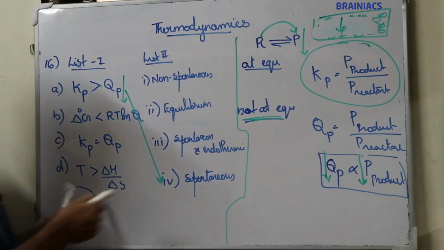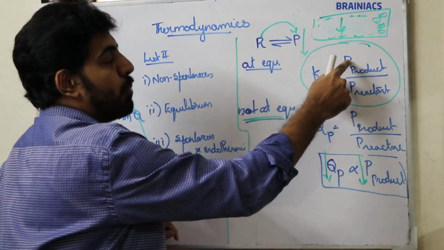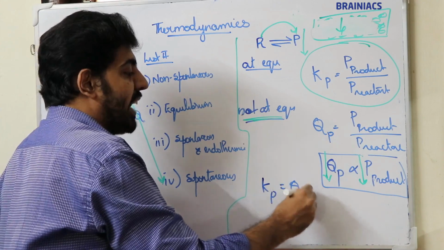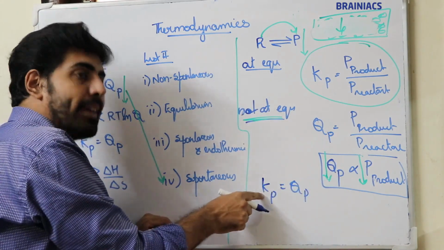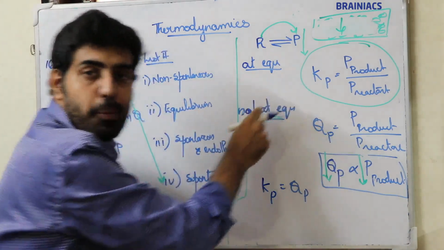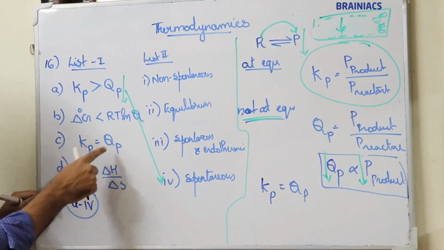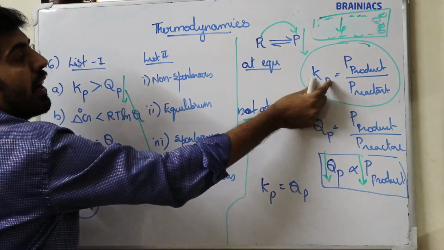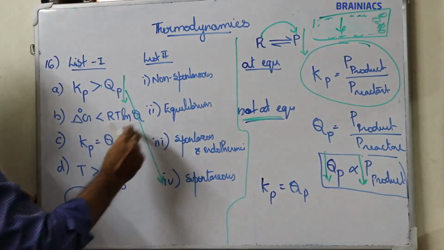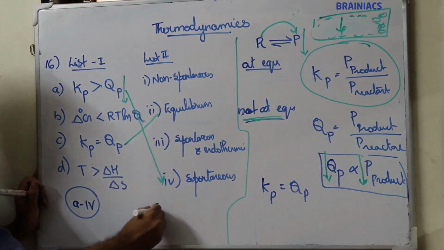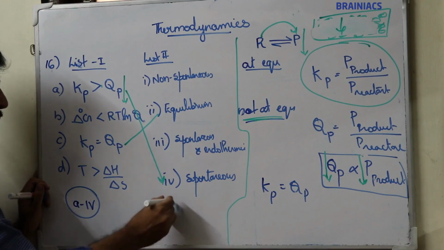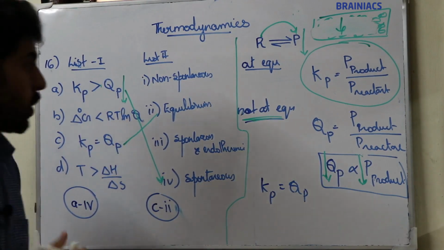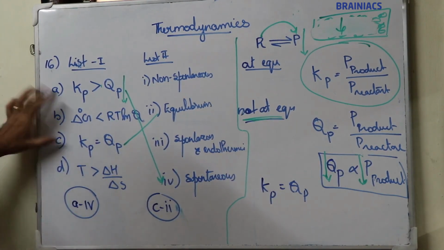Next one, C. Kp is equal to Qp. What is Kp? Kp is the ratio of pressure of product and pressure of reactant at equilibrium. If Kp is equal to Qp, that indicates Qp becomes equal to Kp, which indicates the reaction is at equilibrium. So C is, sorry, not 3, 2. C is 2.